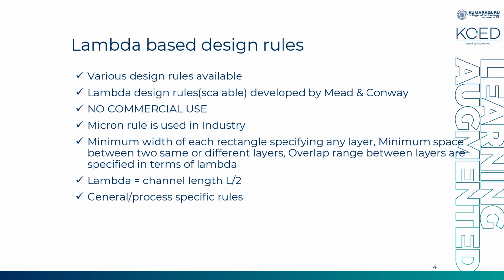In the case of layout representation, every layer will be represented using a rectangular block. Here you have a minimum width of every rectangular block, a minimum width of every layer, and a minimum spacing to be maintained between each layer, or between similar layers, and the maximum overlap that can possibly happen over two different layers. How much can it overlap? All these dimensions we'll be learning in terms of lambda.